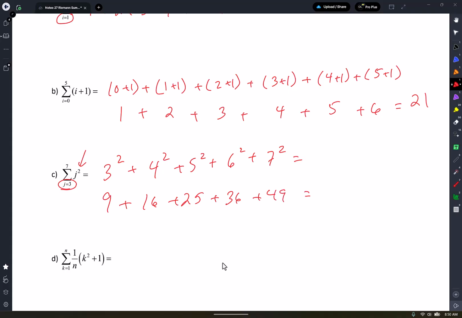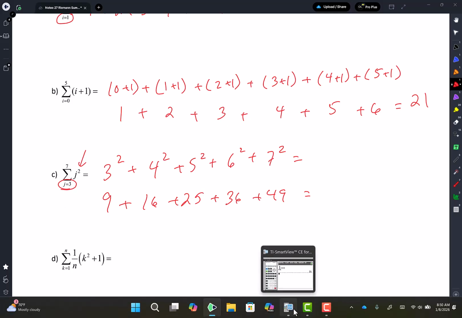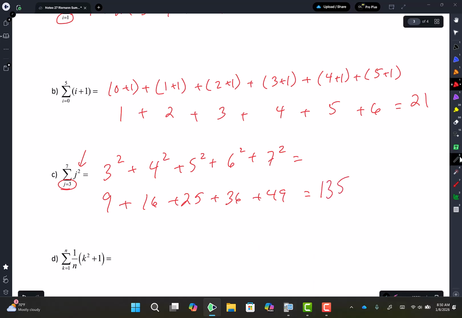I don't feel like adding all those. I mean, I guess you could. I'm just going to use my calculator, put j squared in there, 3 to 7. What is that number? 135? I believe you. It feels like it's about right. Did you use the formula or did you add them all up? I just added. Oh, okay. Did someone use the formula and get the same thing?